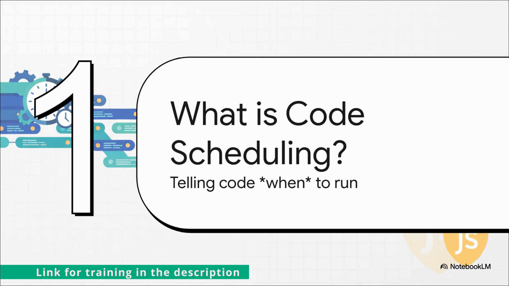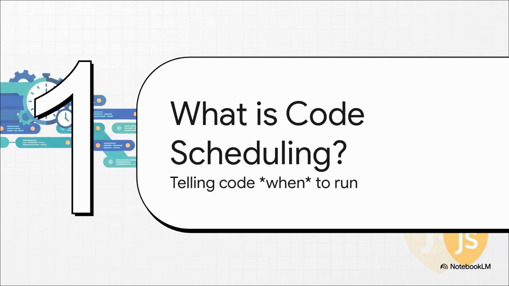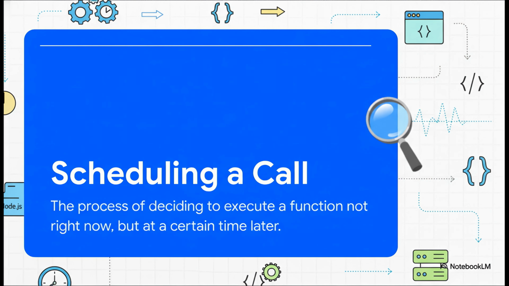At its heart, code scheduling is all about taking control of the when. Normally, a script just runs from top to bottom, bam, bam, bam. But with scheduling, we're basically hitting pause, setting timers, and telling our code not just what to do, but exactly when to do it. Now, the official term for this is scheduling a call. It's just a fancy way of saying we're setting up a function to execute after some kind of delay.